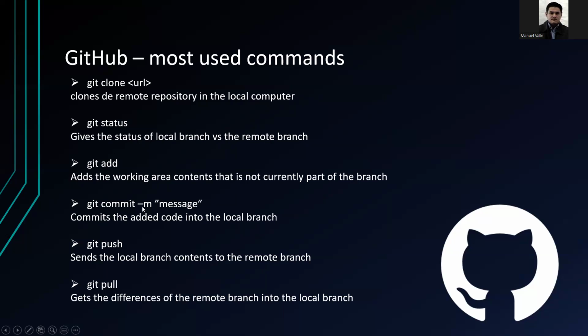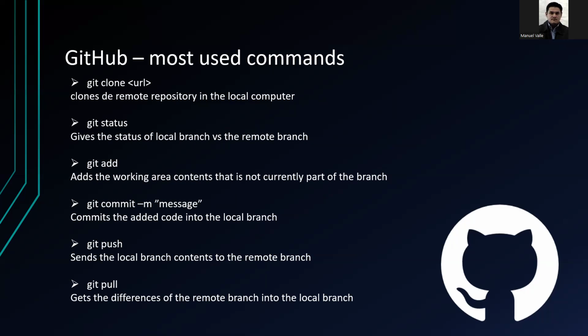The git commit -m message basically commits the added code or the changed code of the local area, of the working area, into the local branch. The git push is the second part after the git commit. The git push sends the local branch contents to the remote branch. And finally, the git pull is the one we mentioned of someone that wants to get the latest changes of the remote branch, okay? And I think that's pretty much for theory.